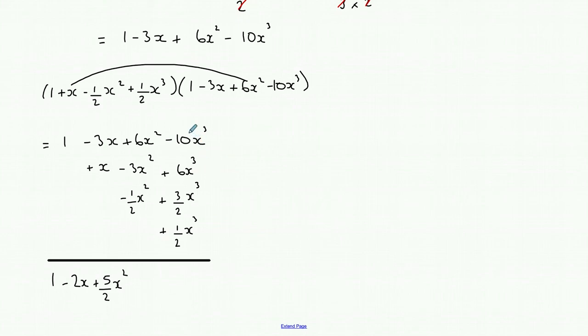The next term I'm doing minus 10 add 6, that's minus 4, and then if I add those two together, that's 2, so minus 4 add 2 is plus 2 x cubed. So that's my final answer for that 8-mark exam question.